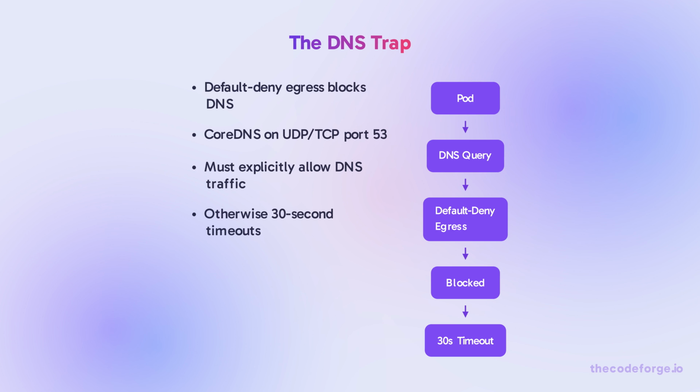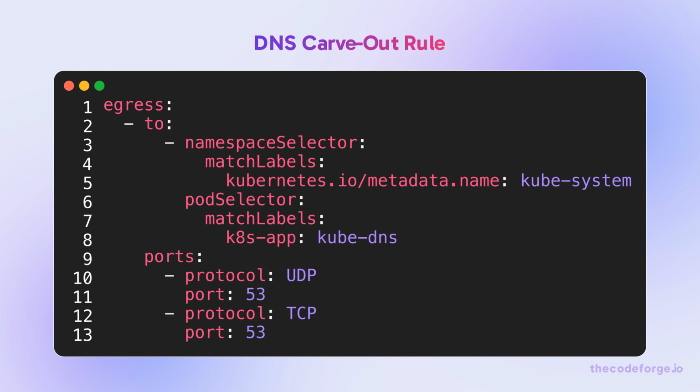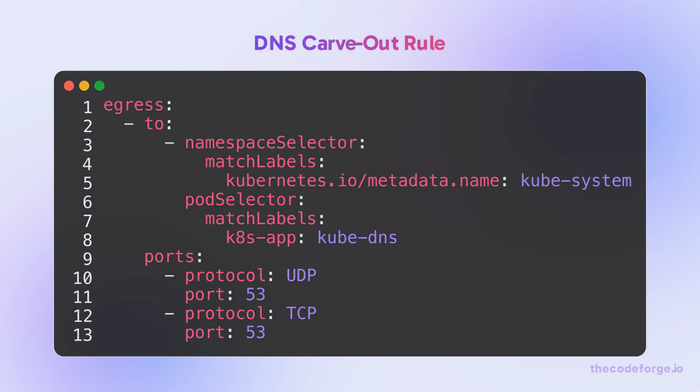The most common production incident: applying default deny egress without a DNS carve-out. Every DNS lookup to CoreDNS on port 53 is blocked, causing 30-second timeouts on every service discovery call. Always add this egress rule to allow DNS traffic to CoreDNS. It targets the kube-system namespace and the kube-dns pod on both UDP and TCP port 53.